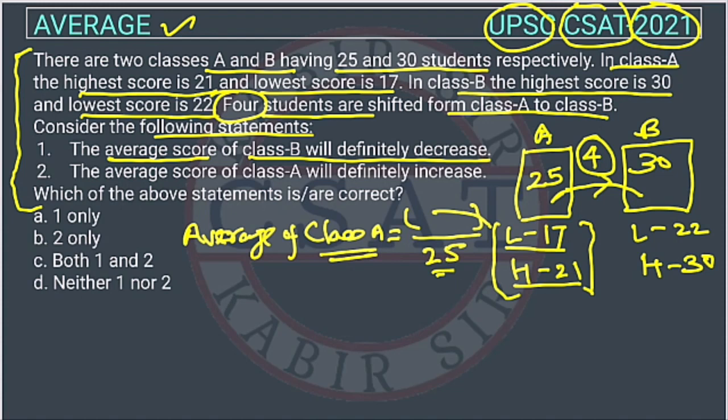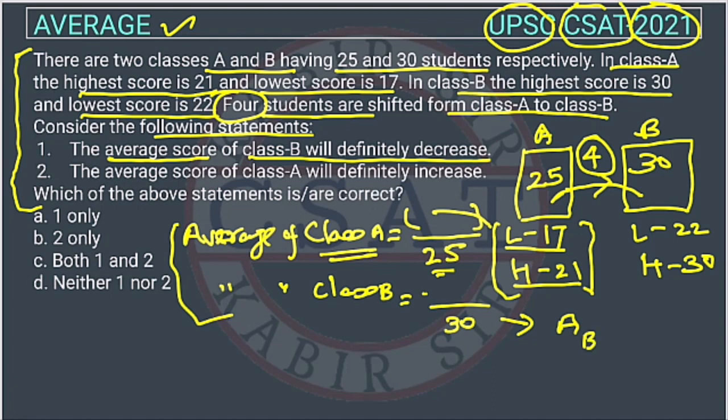Similarly, we know that the average of class B will be, similarly here the highest score will be 30 and the lowest will be 22 and the number of students is 30. So if you see from this information, we can interpret that the average of class B will be greater than the average of class A. Do you get it or not?